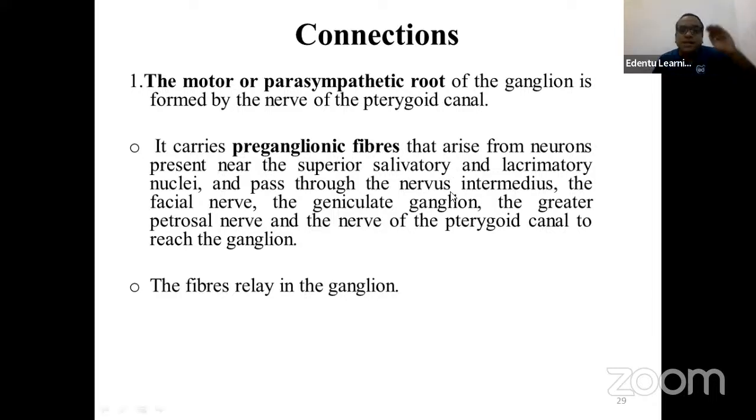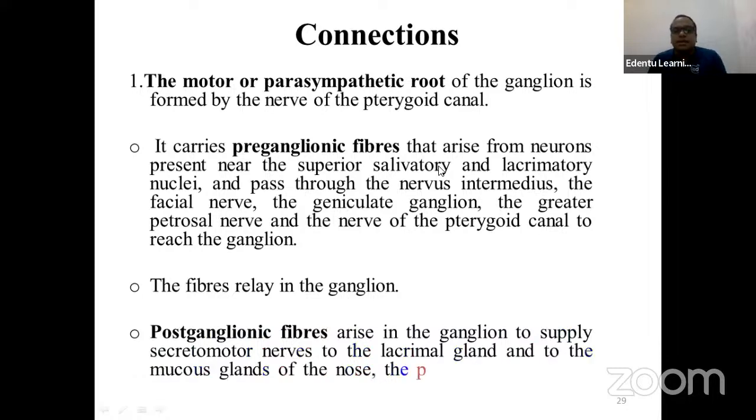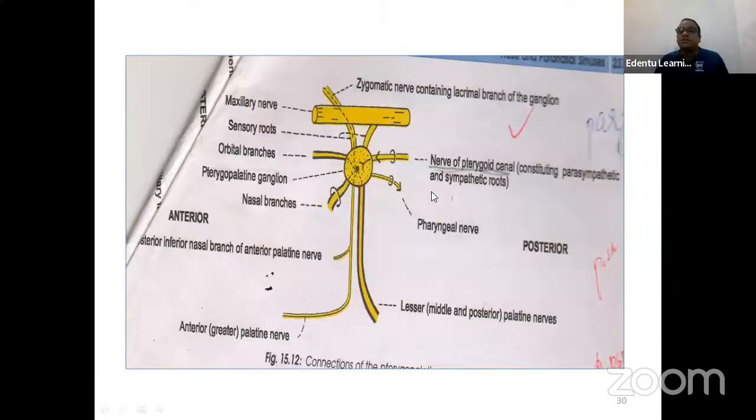Then these fibers relay in the ganglion. They will go, stay there, and then they will proceed further. Then the postganglionic fibers supply secretomotor nerves to the 5 houses. Those 5 houses are the lacrimal gland, mucous glands of the nose, paranasal sinuses, palate, and nasopharynx. So that is how this motor or parasympathetic root will supply. So please learn this diagram. It's very simple.